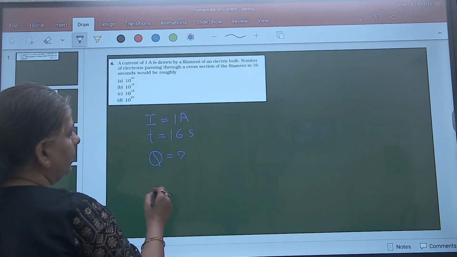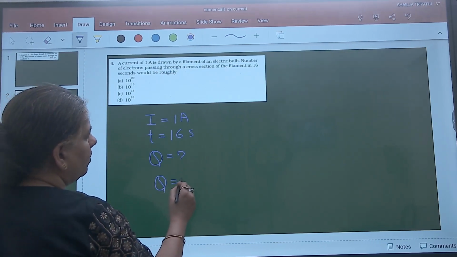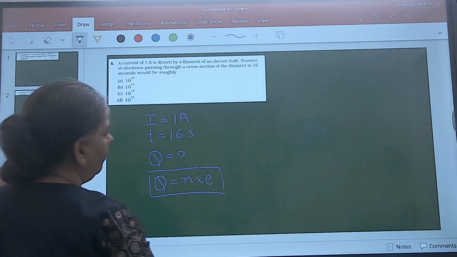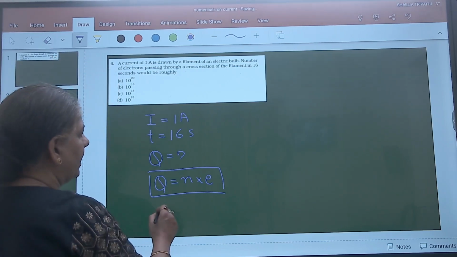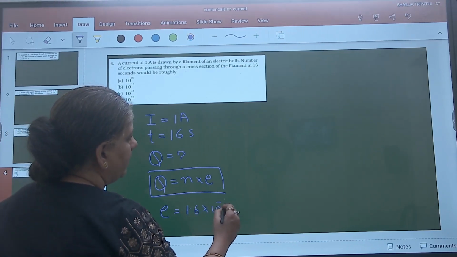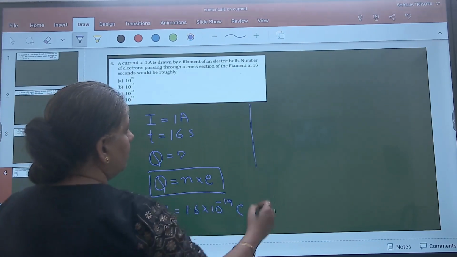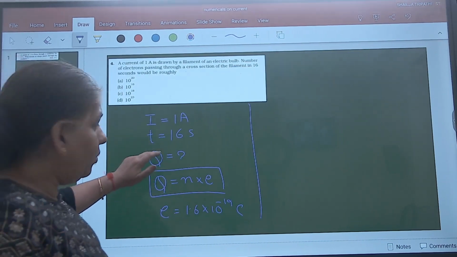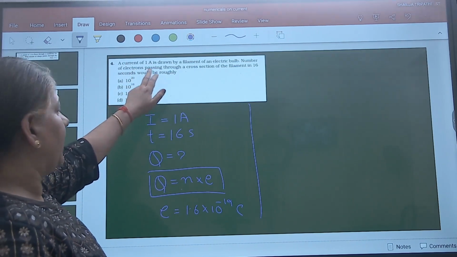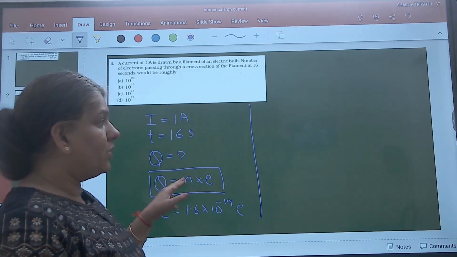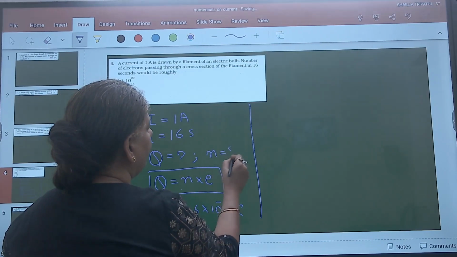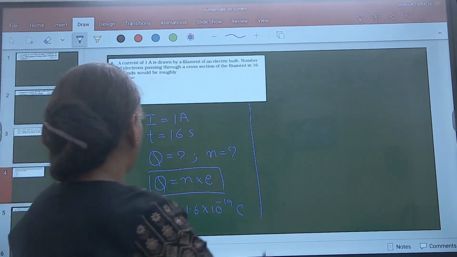First we'll find charge and use the relationship Q is equal to N into E. The value of E is already known. E is the charge on 1 electron, that is 1.6 into 10 raised to the power minus 19 coulomb. So first we'll find out the value of Q, then we'll find out the value of N, because it is asked to find the number of electrons. So small n is representing the number of electrons.